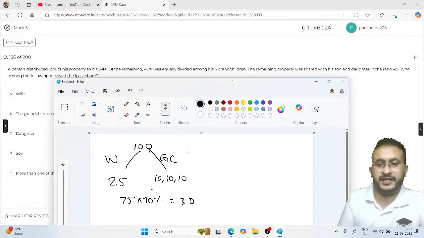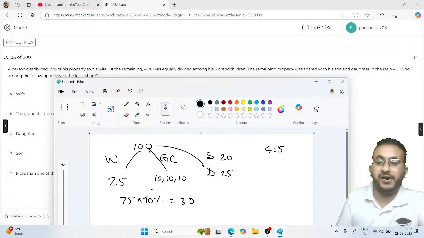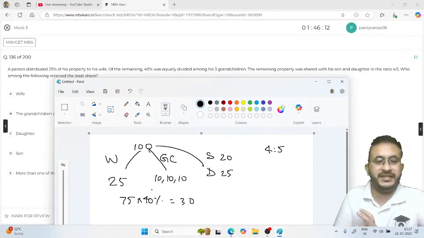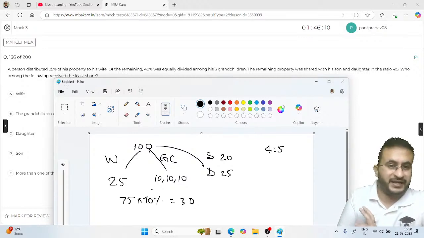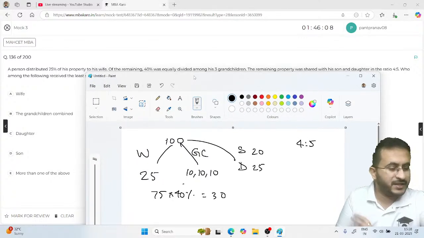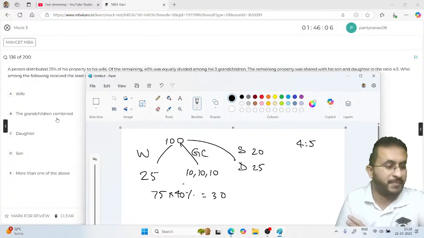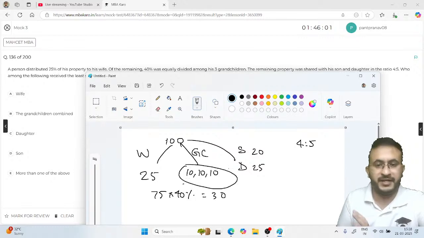Then the remaining property is 45. Son and daughter get it in the ratio 4:5, so that is 20 and 25. Now it is asking who received the least share. Ideally, one grandchild received the least share, but in the options, what is there? Grandchildren combined. The word combined is used, so we will take these 3 as combined. So we see the least is received by the son.